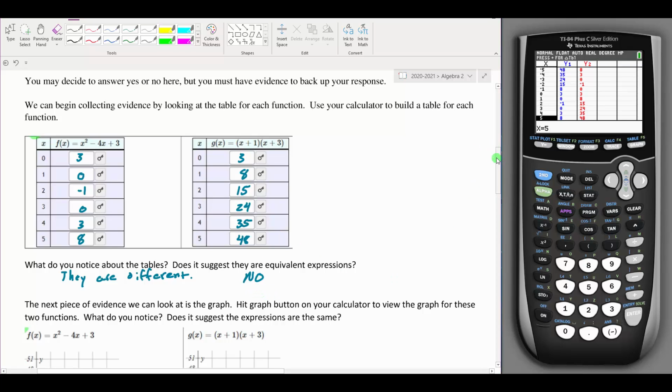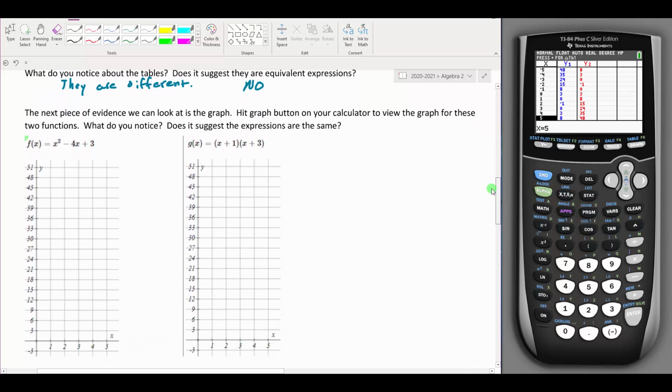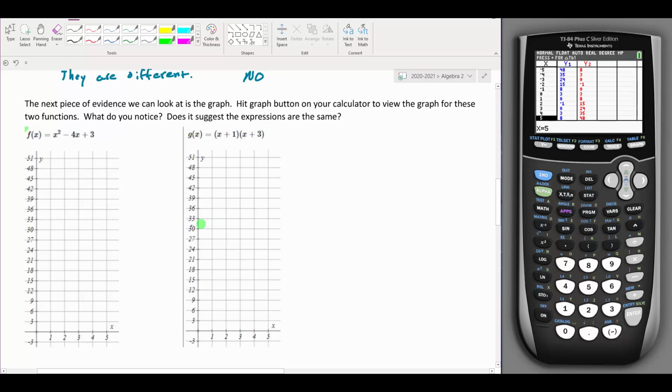All right, so the next piece of evidence that we would want to look at is the graph. All right, and we've got a couple of graphs set up here. This is very similar to how they would be set up on MyOpenMath. So we want to take a look at the graphs. If they are the same functions, guys, you'll see the same exact parabola on each graph here.